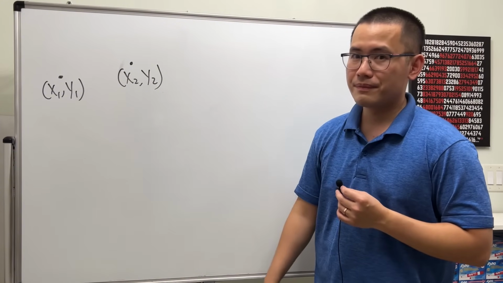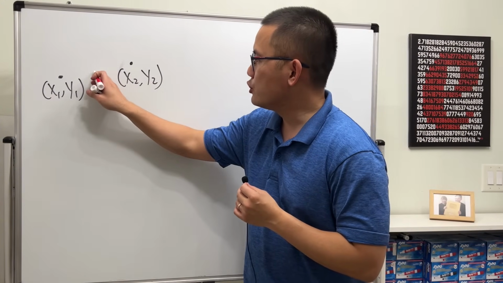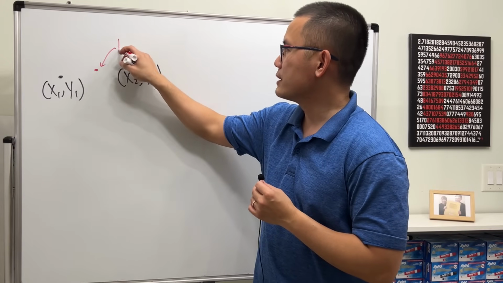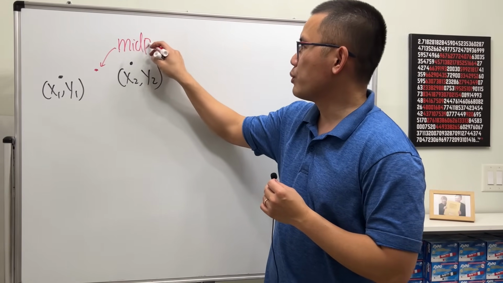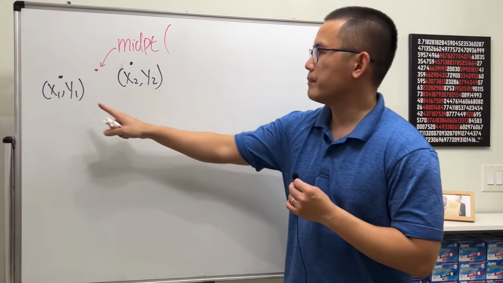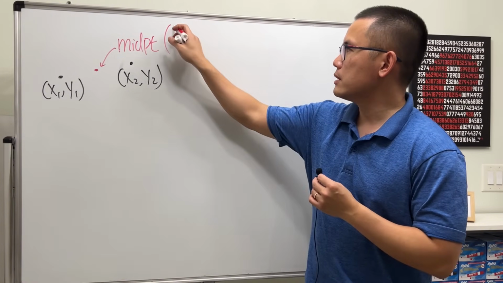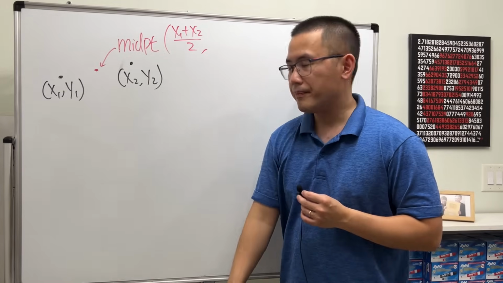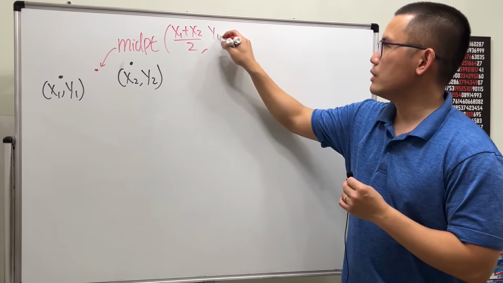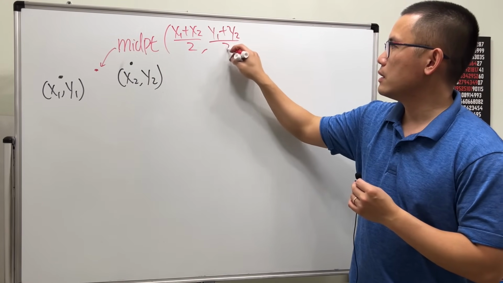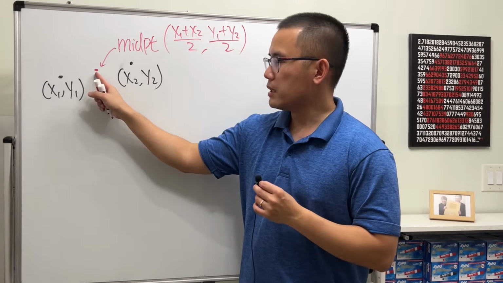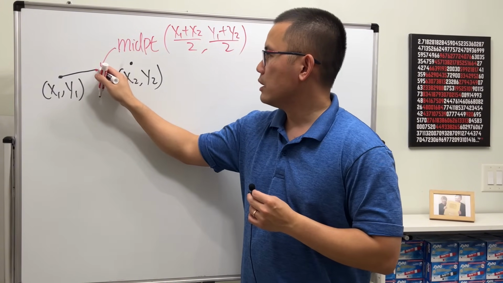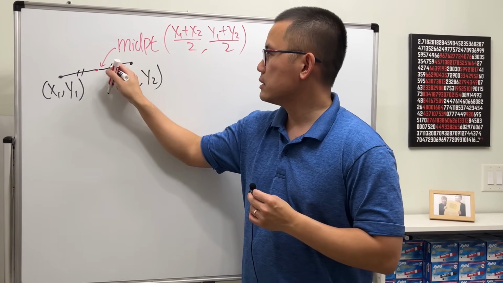That's the following. First, let me put down a special point right here, and that is, of course, the midpoint. And the midpoint has a nice formula, and that's just going to be the average of the x values, that's x1 plus x2 over 2, comma, the average of the y values. And what's so good about the midpoint is that this point is equal distance from the 2 given points.